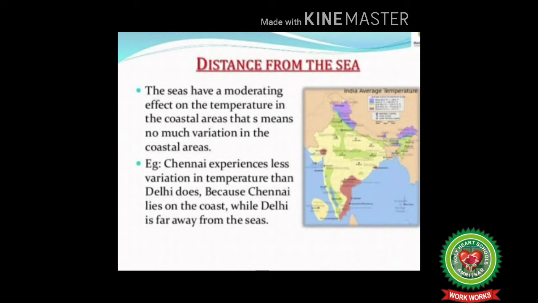This is the reason that Chennai experiences less variation in temperature than Delhi does, because Chennai lies on the coast while Delhi is far away from the sea. Same way with Mumbai and Lucknow also. Mumbai, situated at the coast, experiences an equable climate, whereas Lucknow experiences an extreme type of climate.